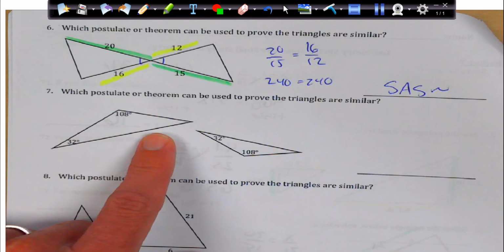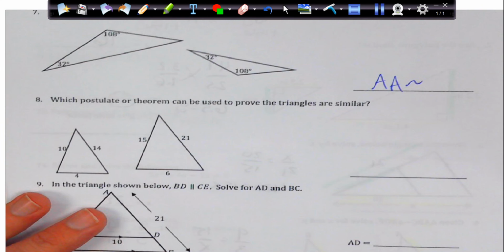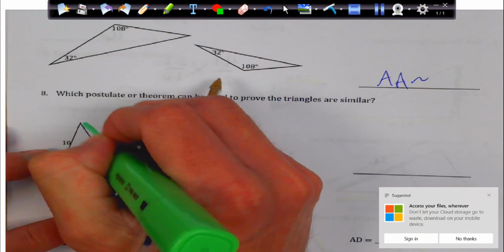This one's really easy. We have the two angles congruent, so that's angle similarity. How can we prove these? I'm guessing it's going to be side similarity, but let's go ahead and match them up. Again, large with large.